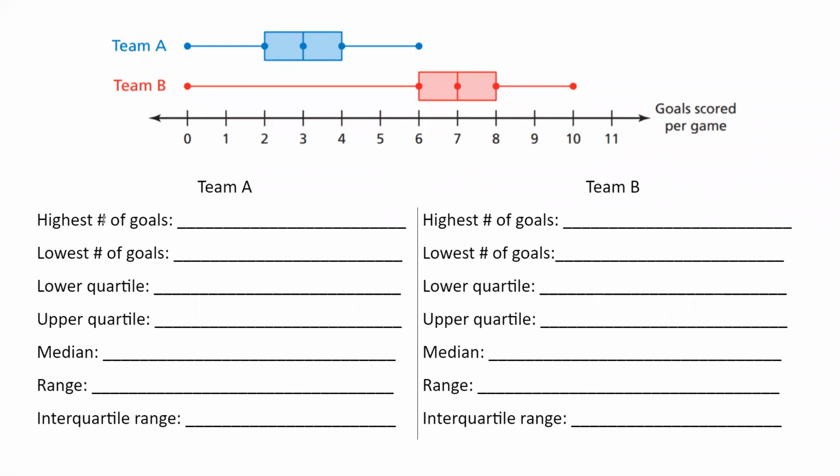So for team A, the highest number of goals, we're looking at the maximum. And so our maximum for team A is 6. Our lowest is that minimum point, which is going to be 0. Our lower quartile, or Q1, is going to be this point right here. So if we look down, that is at our number 2. Upper quartile, opposite side of the box, Q3 is right here. And so that's going to be at 4.